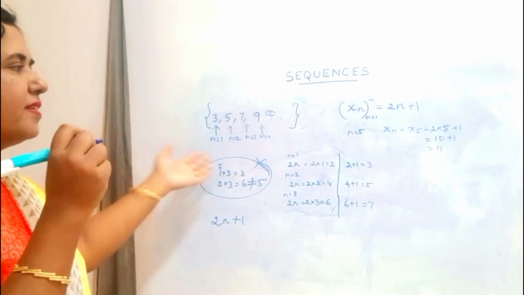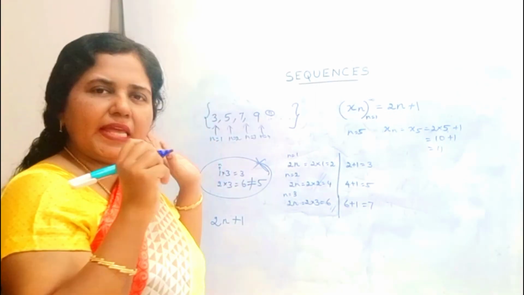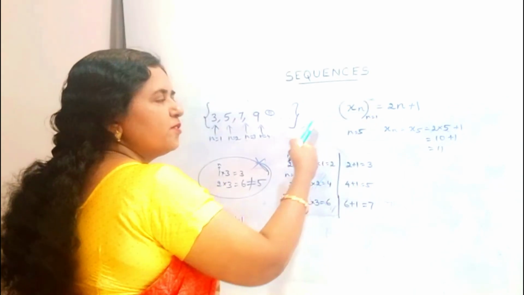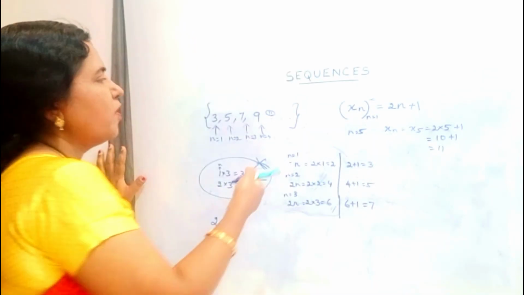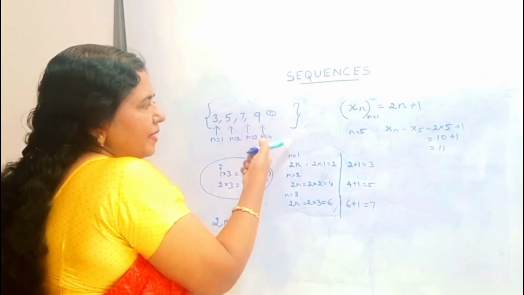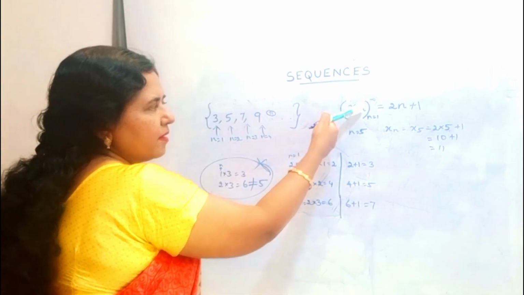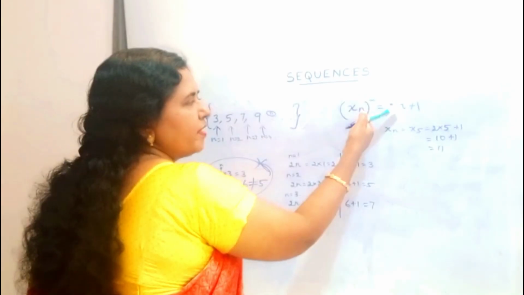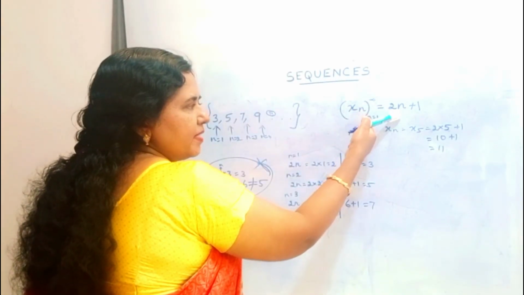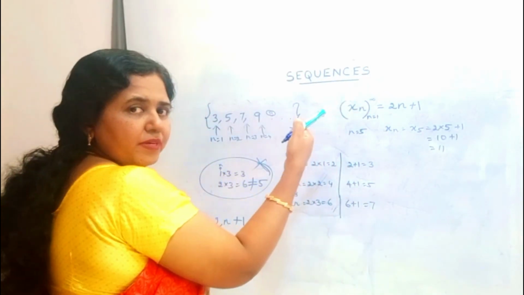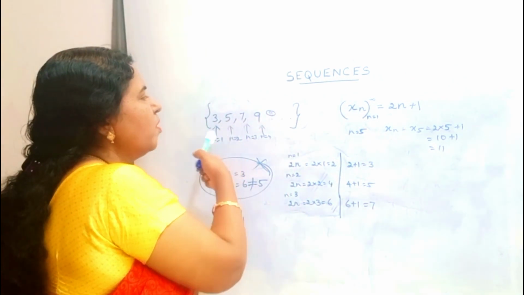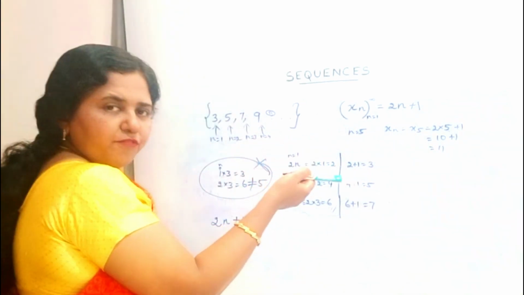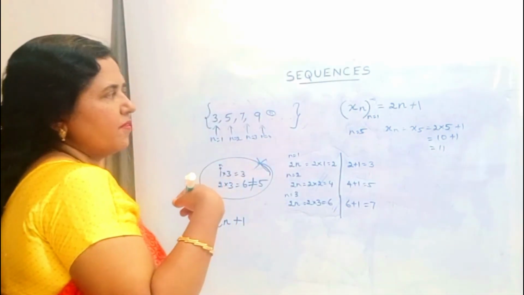In this way we can find out any term present in the given sequence if the general expression for the sequence is given. If you are asked to find out some 13th term, we can use 13 here in the place of n. So here it becomes 2 into 13, so it is 26 plus 1. So it becomes 27. So the 13th term of the sequence is 27. Similarly we can find out any term present in the given sequence.